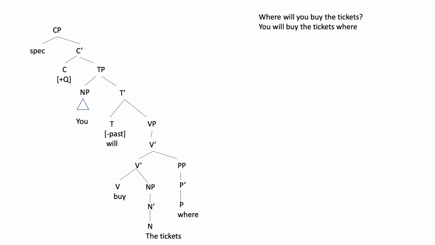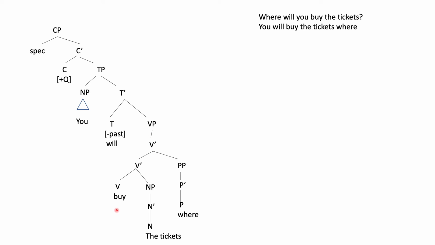Let's look at one final example. Where will you buy the tickets? That's the surface structure, but the deep structure of that would be you will buy the tickets where? So I've drawn the tree, and I want to draw your attention, however, to the verb phrase here. I did leave out the specifier position of the verb phrase because we haven't had to use it so far.